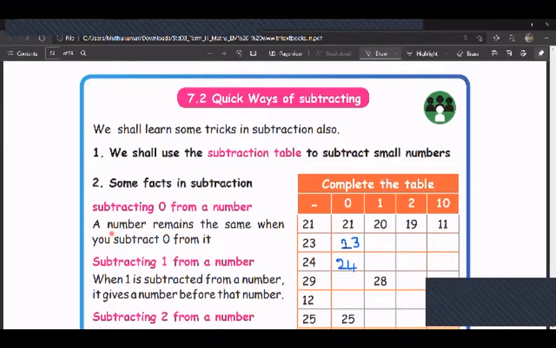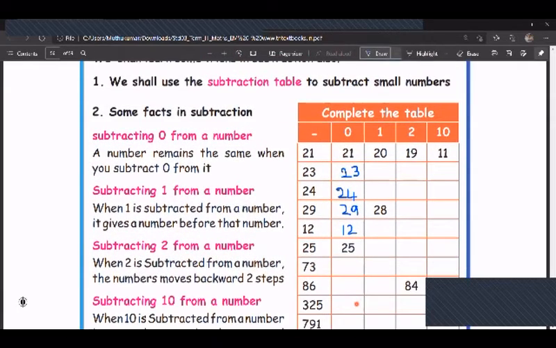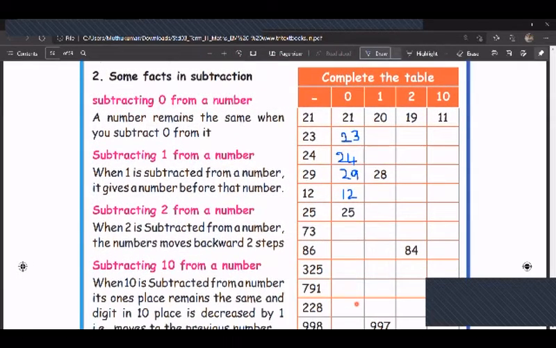So, as we said, a number remains the same when you subtract 0 from it, isn't it? 29 minus 0, 29. 12 minus 0, 12. So, children, complete the remaining numbers in this table. We'll go to the next fact.